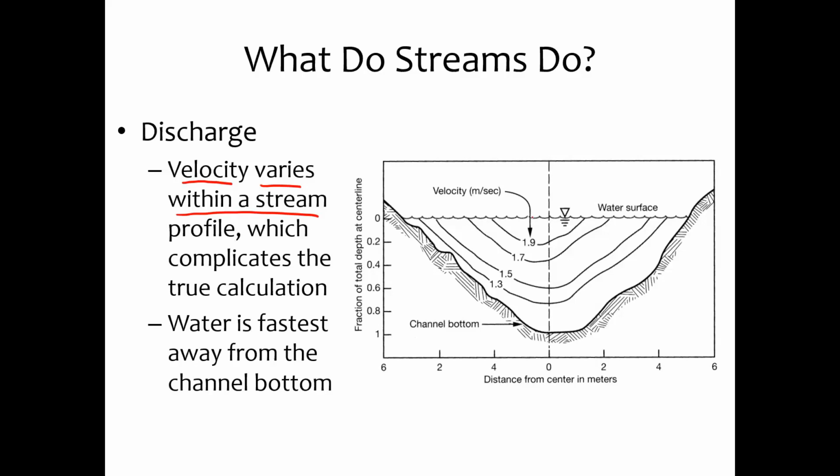But I do want you to know that if you are looking at the true velocities in a stream, the center of the stream displaced toward the side where you are eroding is where the water is actually moving the fastest. And toward the channel bottom, where it's dragging along the sediment or the rock that's there, is where it's actually slowest.